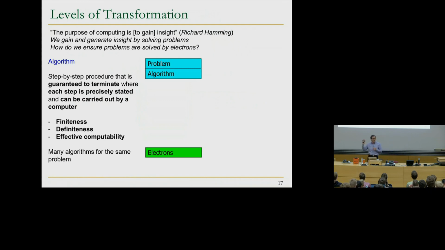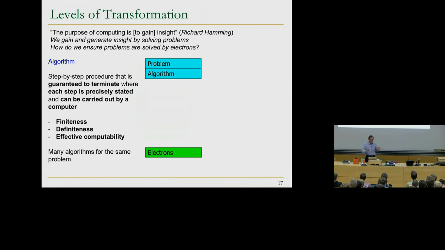You've taken an algorithms course, correct? Yes. So you know what an algorithm is. I'm not going to spend a lot of time over here. But basically, an algorithm is a step-by-step procedure that is guaranteed to terminate, where each step is precisely defined and is executable by a computer.